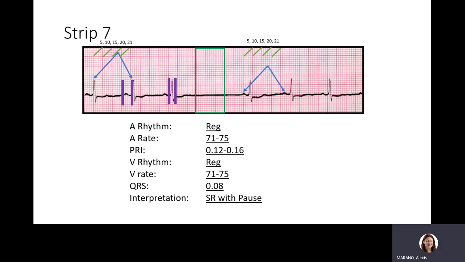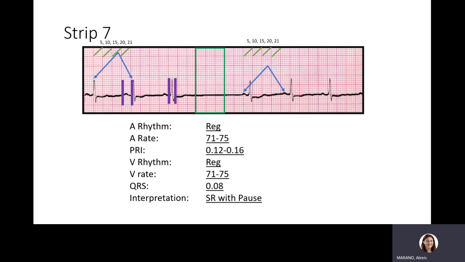Let's look at your ventricular rhythm. Yes, they do march out, making it regular. With your rate of 71 to 75, QRS will be 0.08, and the interpretation with this will be a sinus rhythm with a pause. So always be conscientious with pauses.